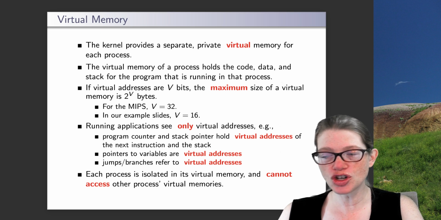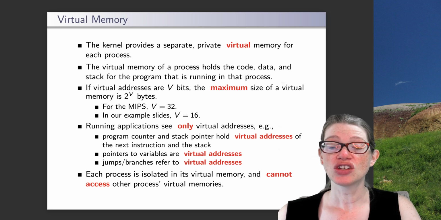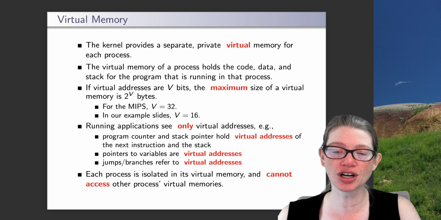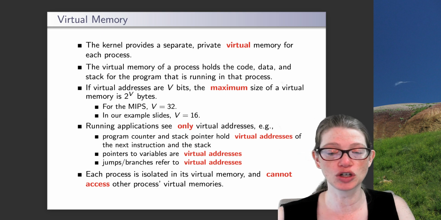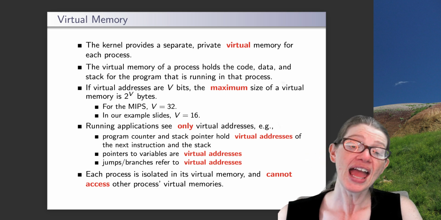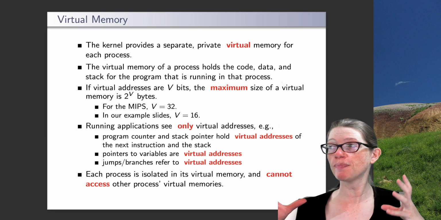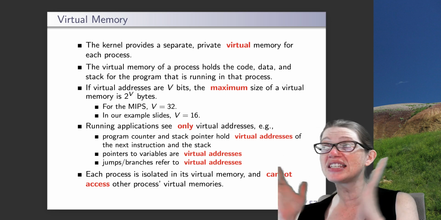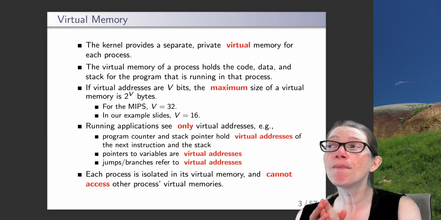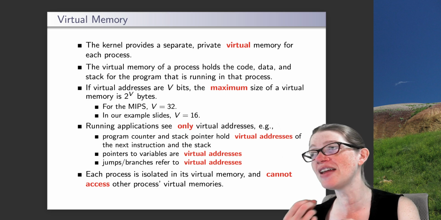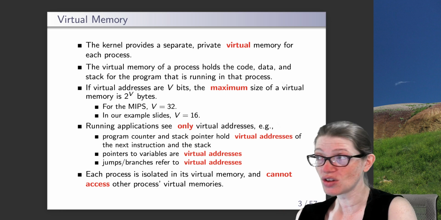Now, just to reiterate, every address that we see in our programs is going to be a virtual address. So your program counter, your stack pointer, your pointers to variables, your jumps, your branches, everything is going to be one of these virtual addresses. And what's really interesting about the virtual address space is that it can be smaller than physical memory, like we have here in the slides, and that's totally fine. But what's really cool is that you can actually set V to be greater than P and have a virtual address space that's bigger than physical memory.